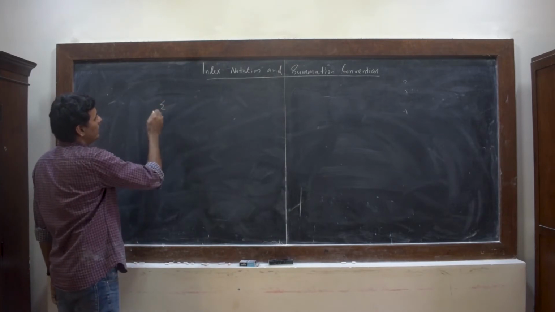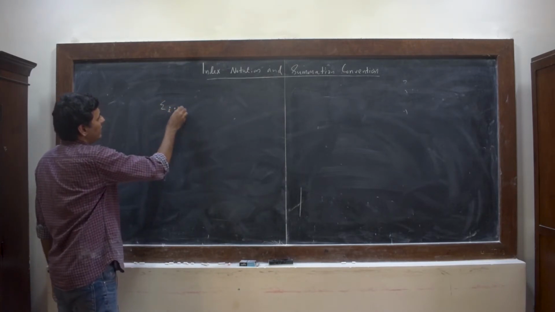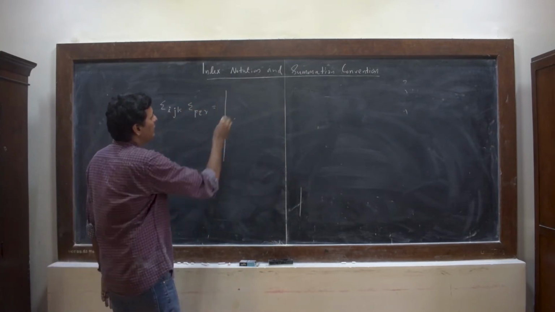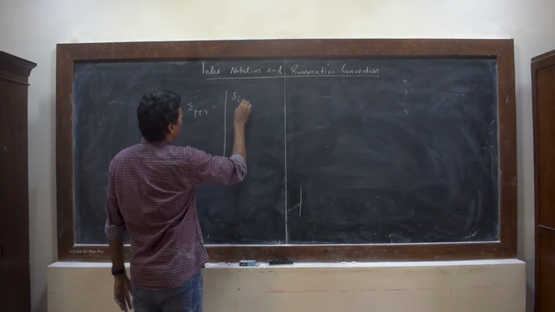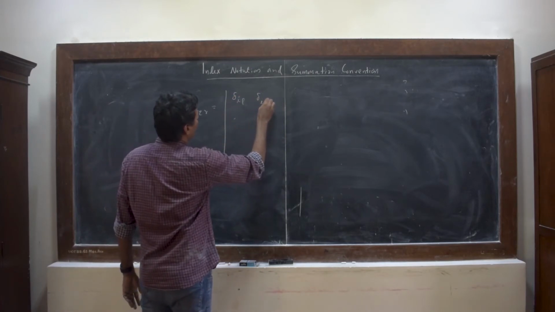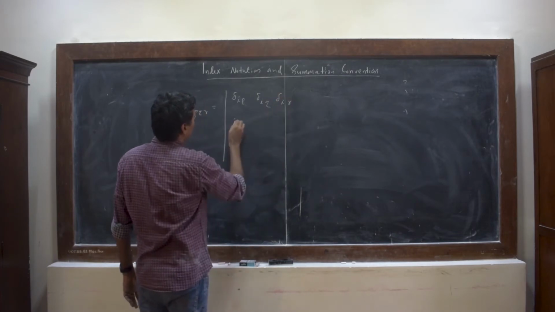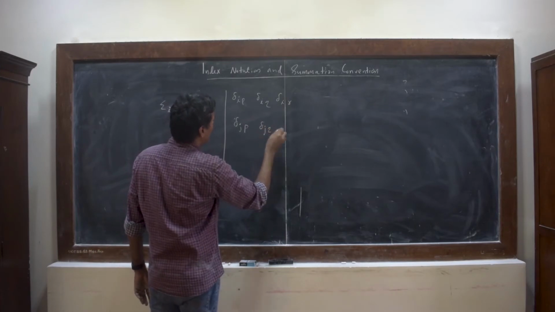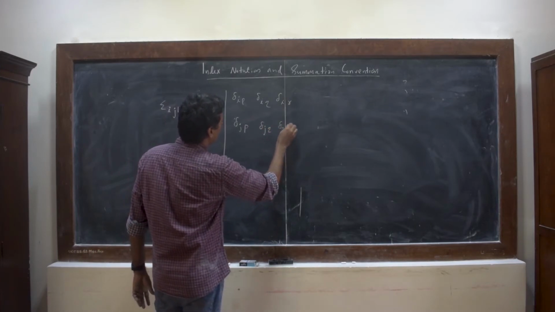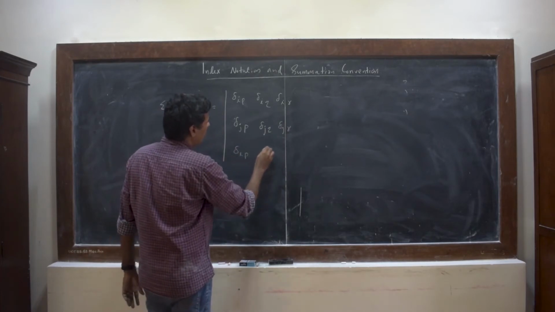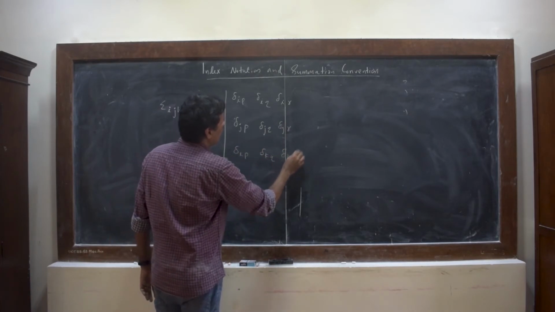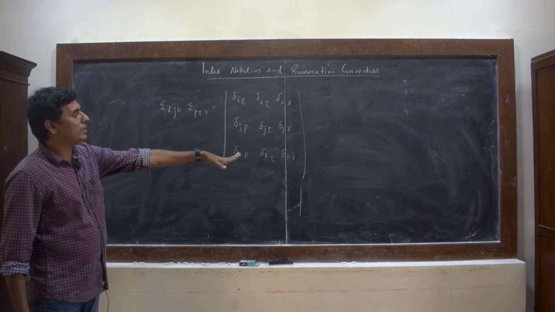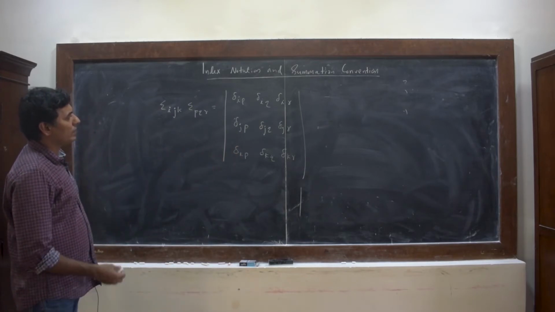first I will define epsilon pqr, which is the determinant of the matrix with rows: delta ip, delta iq, delta ir; delta jp, delta jq, delta jr; delta kp, delta kq, delta kr. So this product I have written in terms of the Kronecker deltas. Okay. So now what is that?